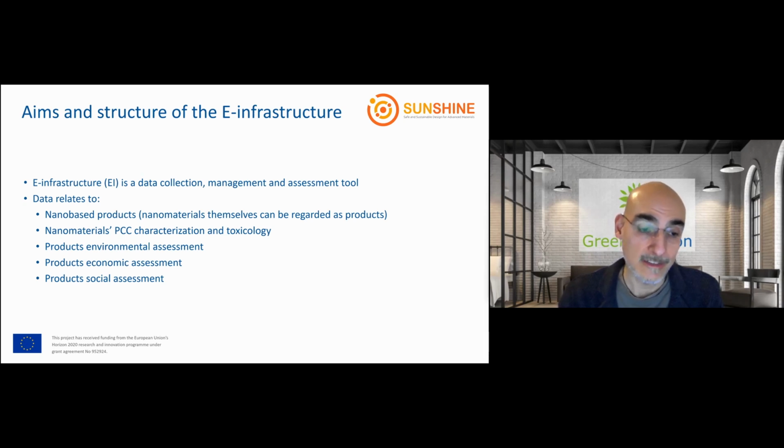But it also relates to the product itself, as we also integrate environmental, economic, and social assessment in order to help deciding when moving to the next stage of the agile stage gate process. So there is a lot of different heterogeneous information that can be collected in the infrastructure and assessed with the different tools.